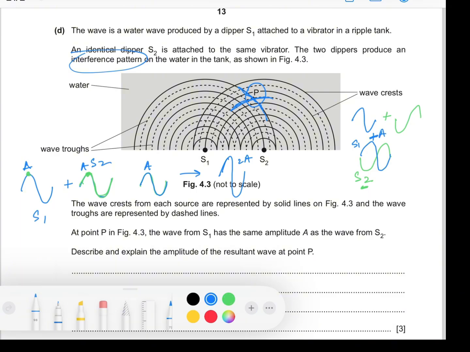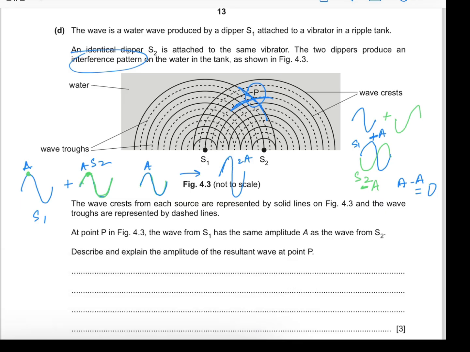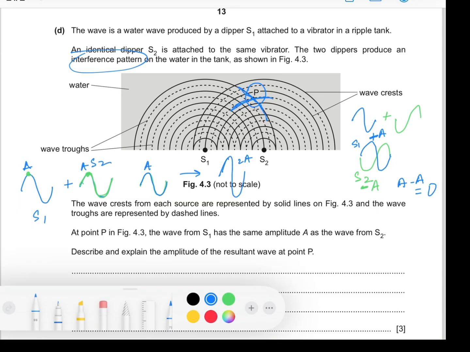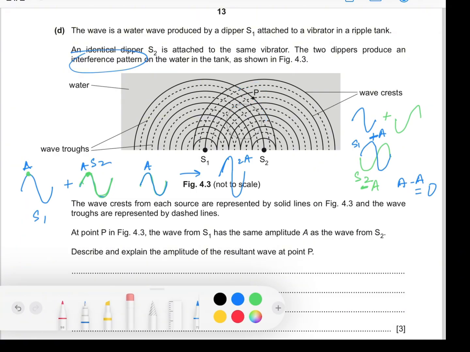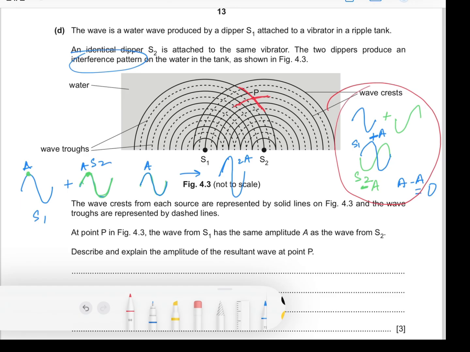If this is plus A and this is negative A, the sum of the amplitudes in interference would be A minus A, which is 0. And so this is destructive interference, where all of the amplitude or all of the energy gets cancelled out. This is interference out of phase, and that's exactly what's happening at point T, where we can see the crest of the first wave lines up with the trough of another wave, which we just saw will lead to destructive interference.